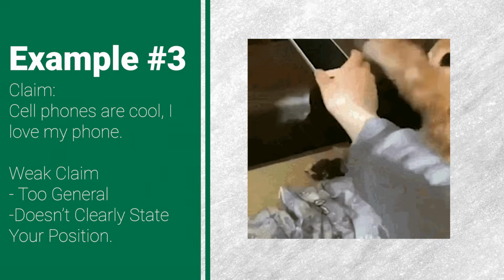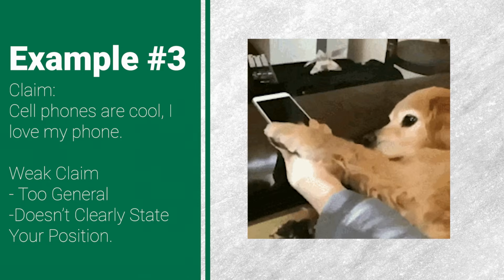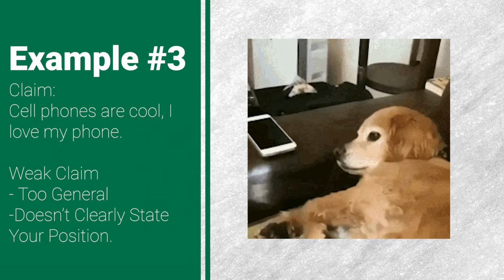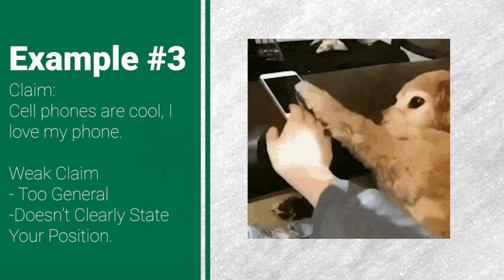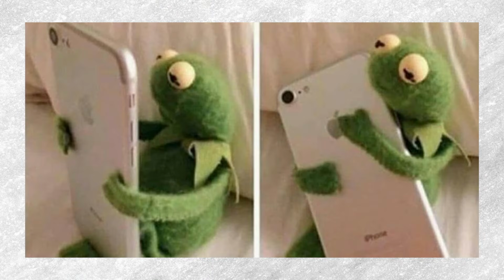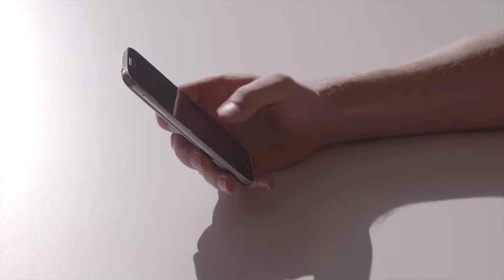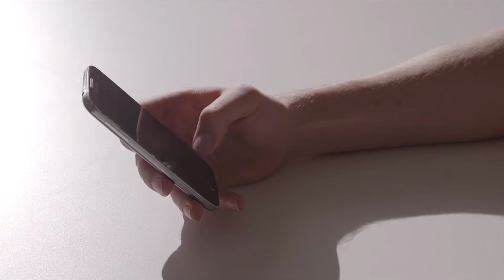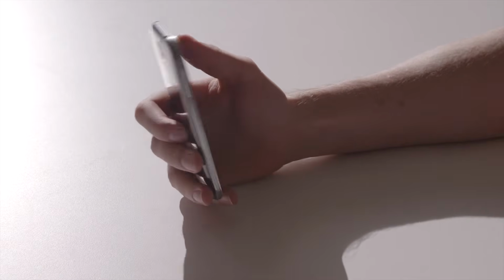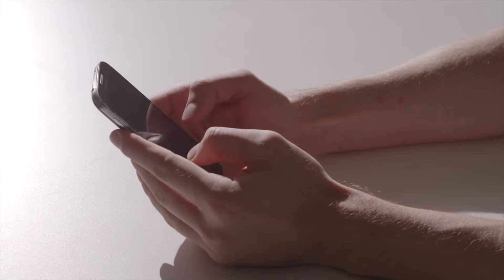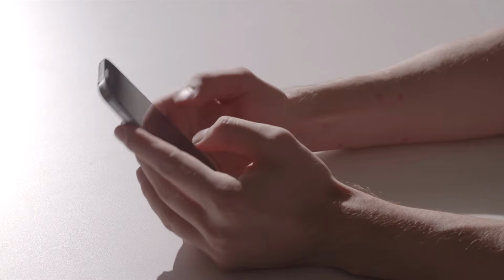For the next example, cell phones are cool. I love my phone. This is also not a good claim or a good opener for a variety of reasons. It's too general and it doesn't actually state a real position. You may think phones are great, but at the same time think that they should not be banned from schools. It's not clear enough. Yes, you can back up the fact that phones are cool and you could give some evidence to support that, but we're not even really arguing whether phones are cool. We're trying to decide whether they should be allowed in high schools by students or not.